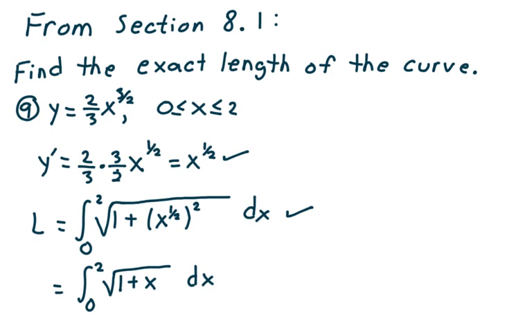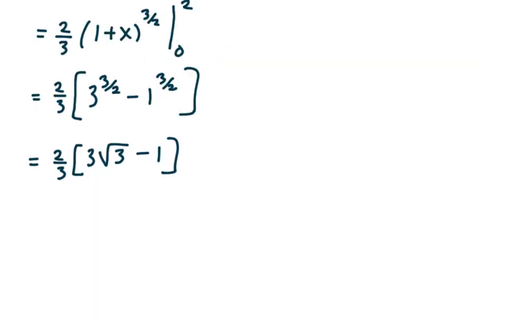Now, if we integrate, we get 2/3 times 1 plus x to the 3/2, evaluated from 0 to 2. Pull the 2/3 out in front, and I'm going to replace x with 2 to get 3 to the 3/2, and I'm going to replace x with 0 to get 1 to the 3/2, and I'm going to subtract those results.